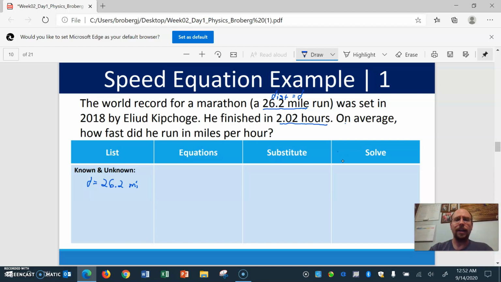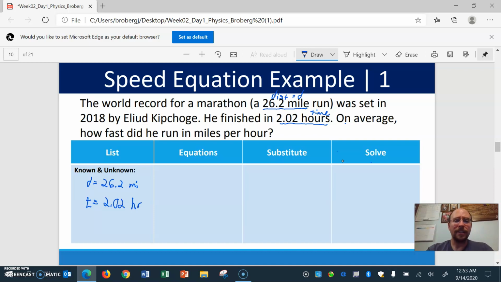that stands out. And when I see hours, I'm thinking of a time. But I just abbreviate with a T. And so in my knowns information, I put T equals 2.02 hours. And I abbreviate it just with an HR.